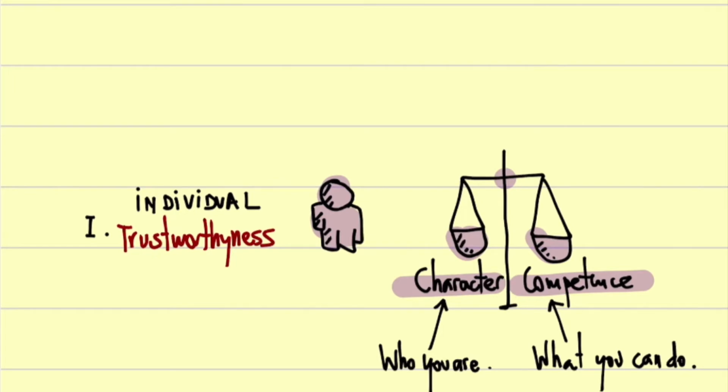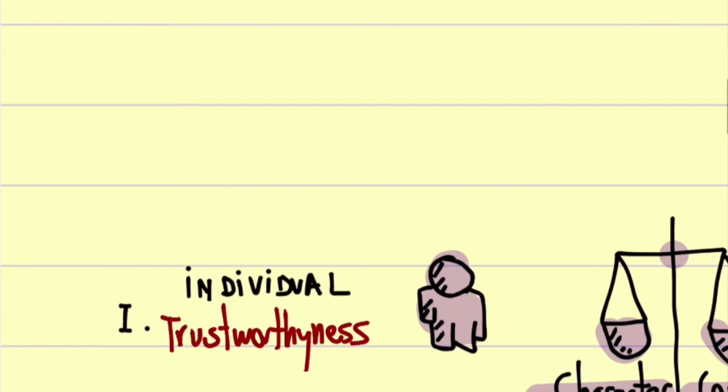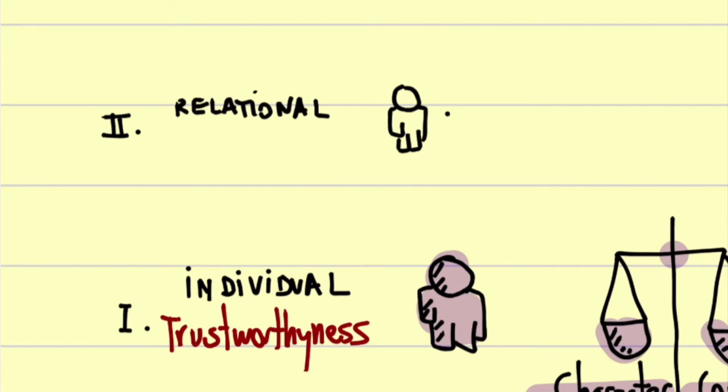Okay, so then we call the next level. Second level, I guess, is the relational. Okay, so now we have not only one individual, we have a relationship.